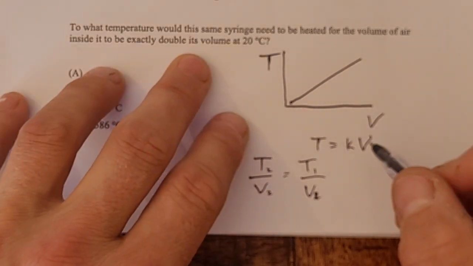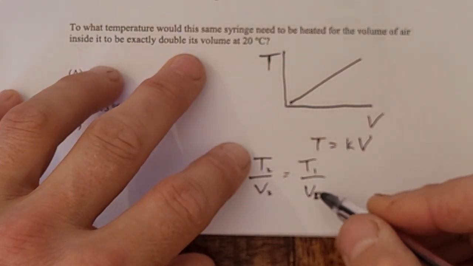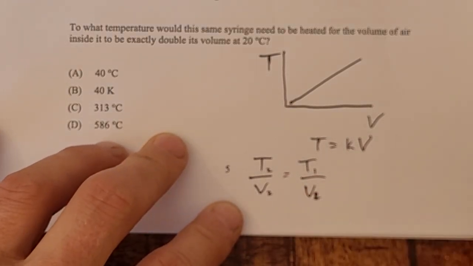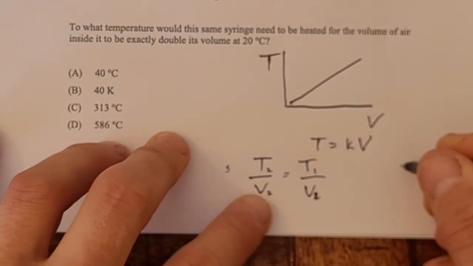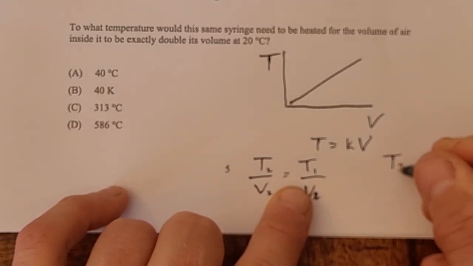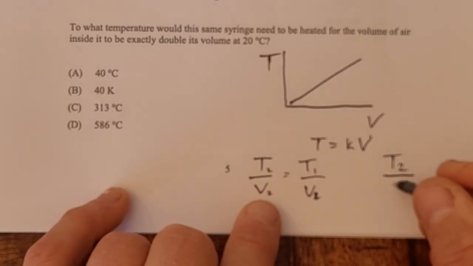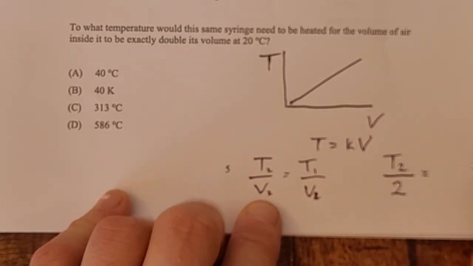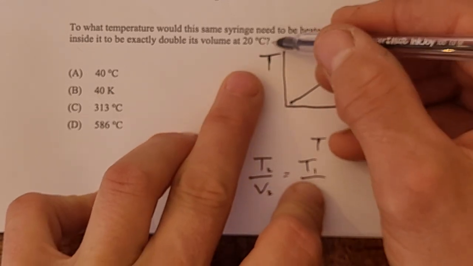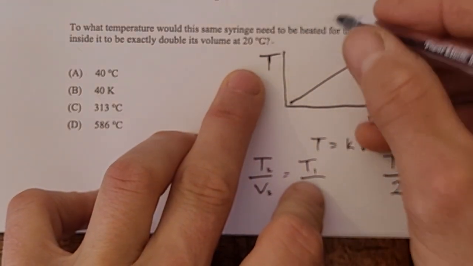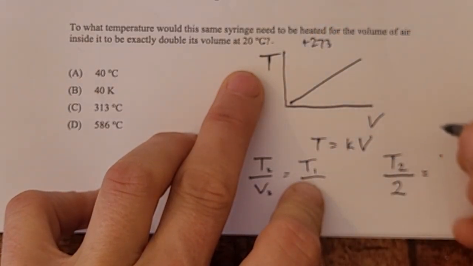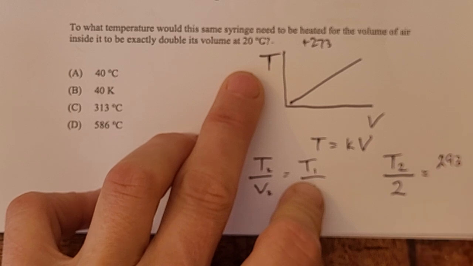So what do we know here? We know that the volume, should have given myself more room here. So what is temperature 2 we're trying to find out? We know the volume doubles. And temperature 1 is 20. But remember this is in Kelvin, so plus 273. That gives us 293 Kelvin.